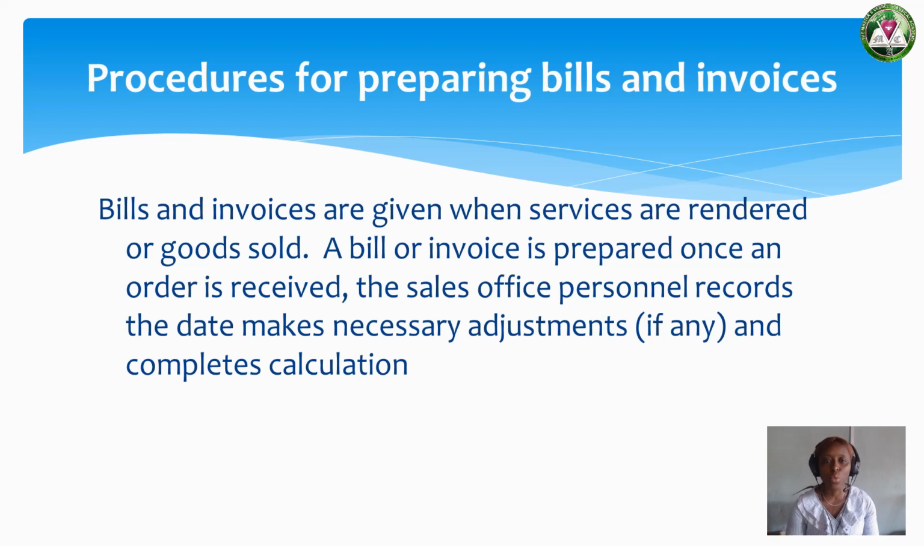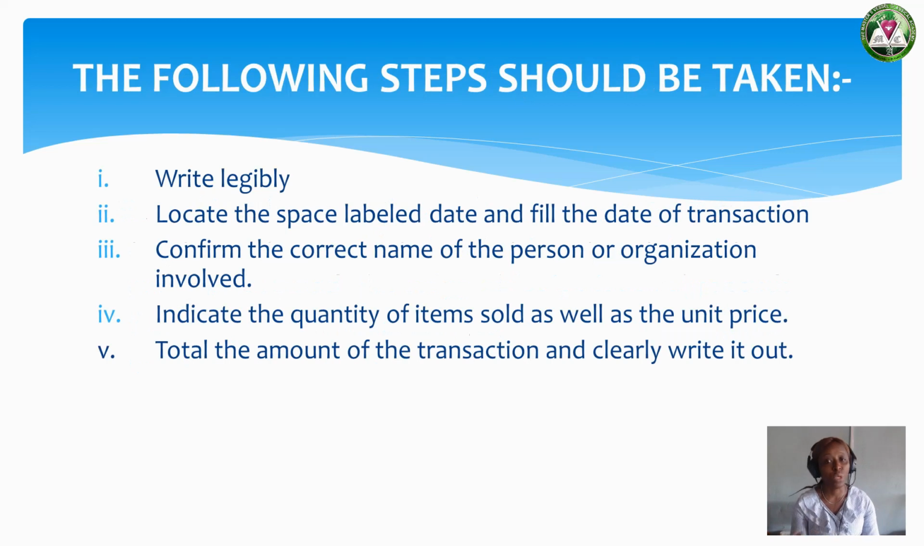And what are the ways for preparing these bills and invoices? A bill or invoice is prepared once an order is received. The sales department or the sales office personnel records the date, makes necessary correction, necessary adjustment if any, and completes calculation. Then you give it to the person.